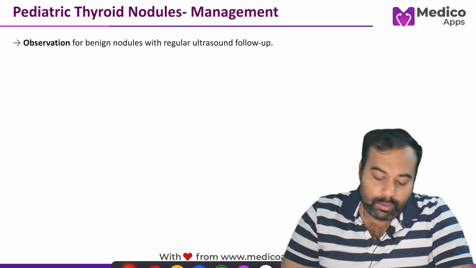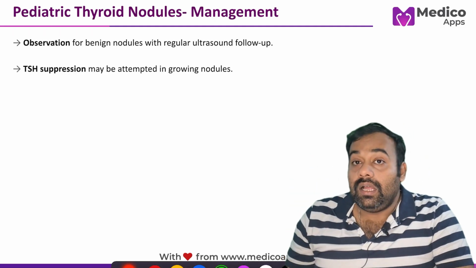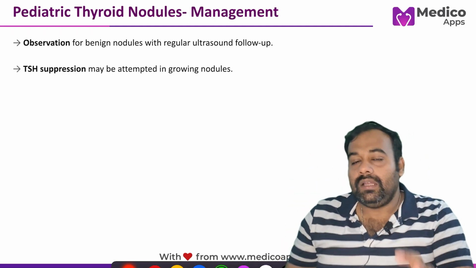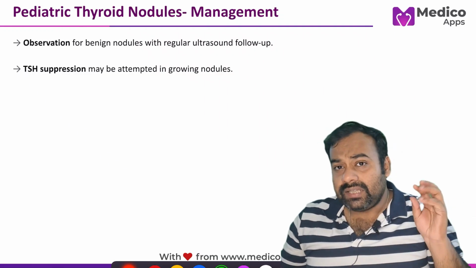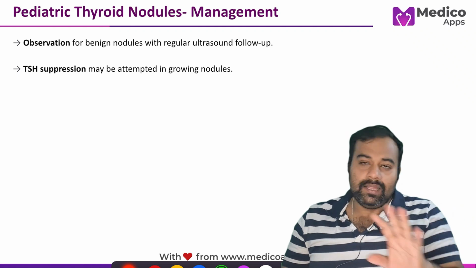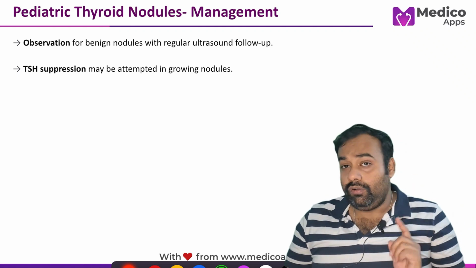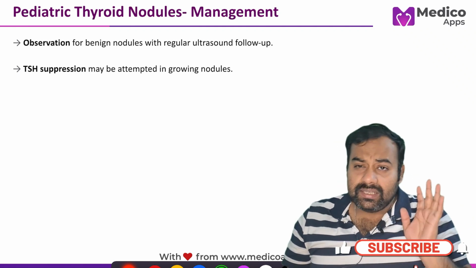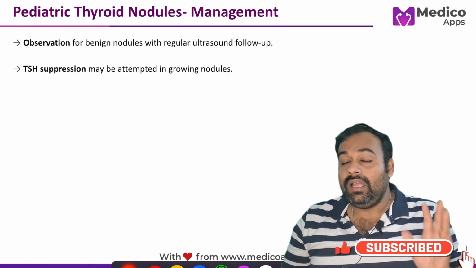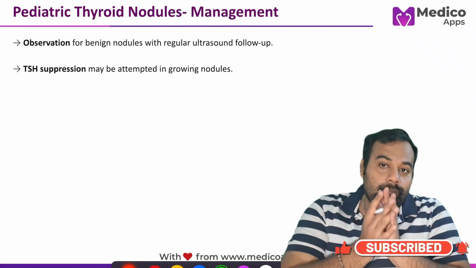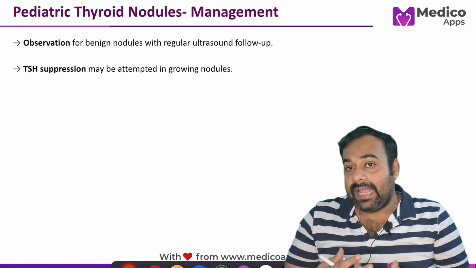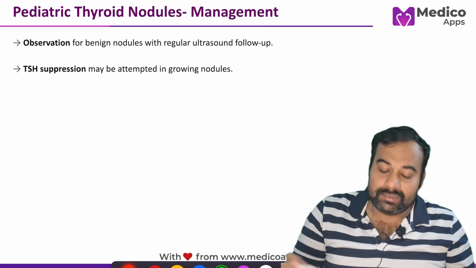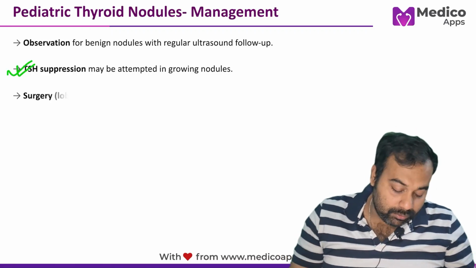That is very much important, right? Then comes the growing nodule. In some cases you are going to see during follow-up that some nodules keep increasing in size. In that case, you need to go for TSH suppression. That might give you a little comfort that it will not increase in size so rapidly after the TSH suppression. So that is very much important.